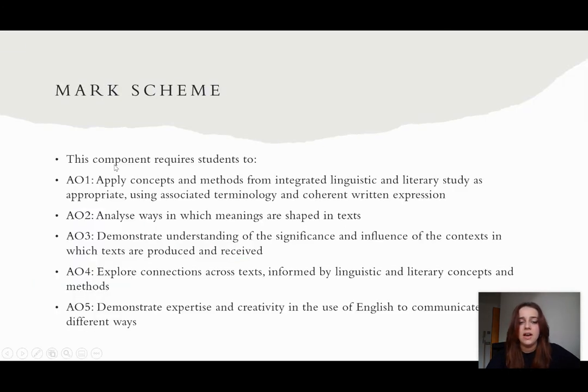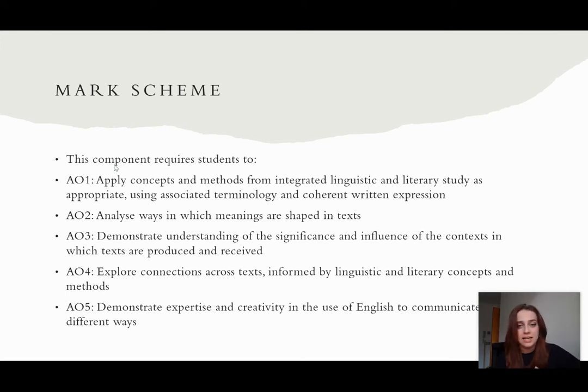Let's begin with looking at our mark scheme. This is taken directly from the AQA website, and the 3 assessment objectives we need to focus on are AO1, AO3 and AO4 because they make up the 40 marks that are awarded for this question. AO1 means we need to apply concepts and methods from a wide variety of linguistic study, as well as providing coherent and clarified terminology when identifying evidence.